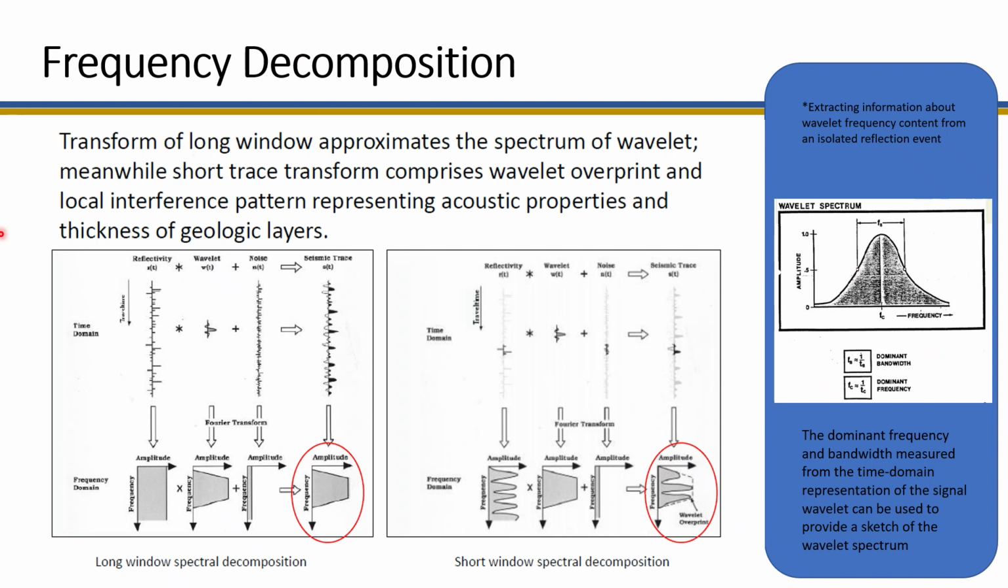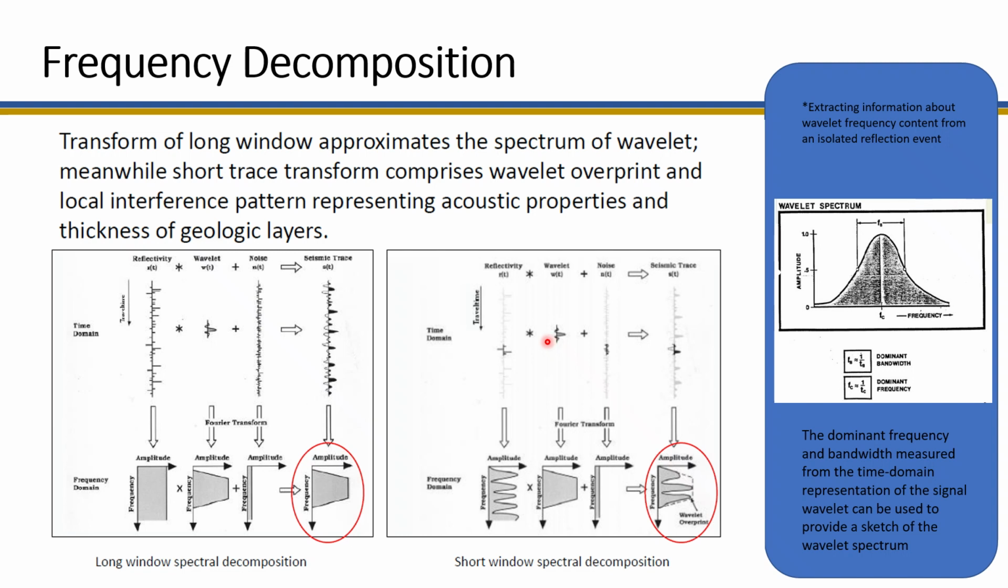So the transform of a long window approximates the spectrum of the wavelet. Meanwhile, a short trace transform comprises wavelet overprint and local interference pattern representing acoustic properties and thickness of geologic layers. The reason for this is that the long window will capture the entire wavelet, for example in this picture, while a short trace will only capture a portion of the wavelet, a specific time window.